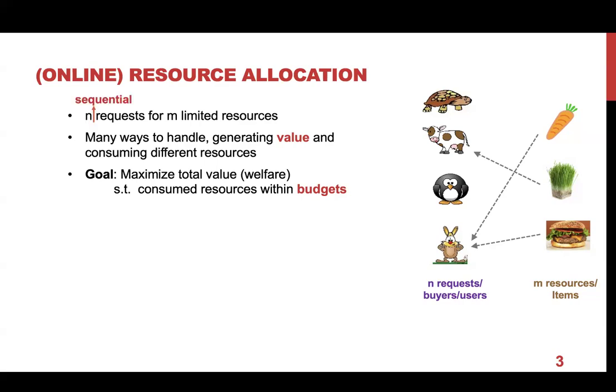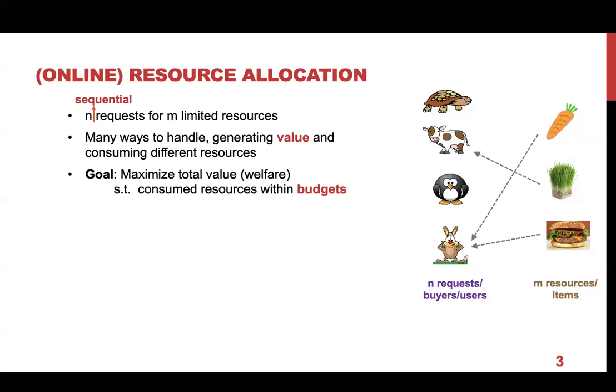And when I say online, the only thing that changes is that these n requests are n sequential requests, or n online requests. So request 1 comes, maybe the bunny shows up, you have to immediately do some allocation to the bunny. Maybe you allocate the burger and the carrot to the bunny and so on. And then the next request comes, maybe the penguin shows up and something else. So as these requests come, you have to immediately make decisions without knowing the future requests. So there's an intrinsic trade-off, whether you get the value from the current request or save resources for a better opportunity in the future.